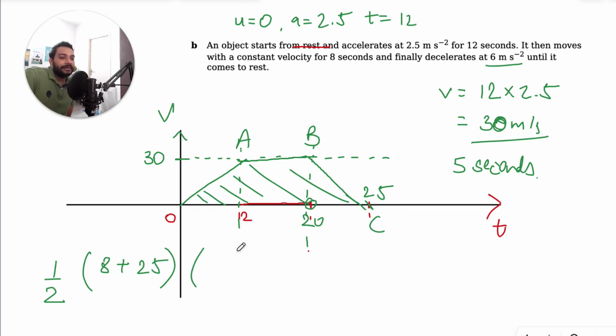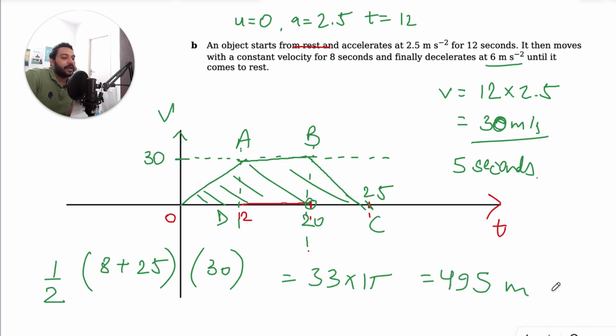Then the distance between them, let's name this AD, is 30. 25 plus 8 is 33, times 30 over 2. That means 33 times 15, which is 15 times 3 is 45, and 15 times 3 is 45, and 4 is 495. 495 meters, approximately half a kilometer. That's the distance covered in this case. Okay, let's see the next part.